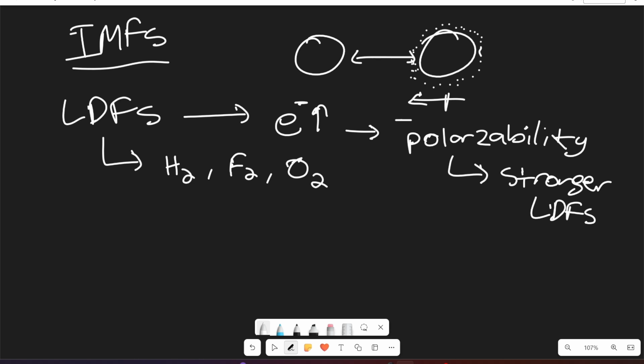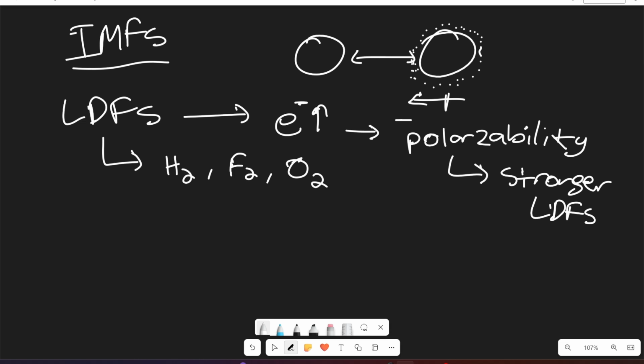When answering these FRQs, you need to make sure that you're mentioning what each thing has in common, and why one thing has stronger forces than the other. So if we're comparing F2 and O2, we'd say both F2 and O2 exhibit LDFs, and they both are nonpolar. But F2 would have the stronger intermolecular forces because it has a larger electron cloud and it's more polarizable.